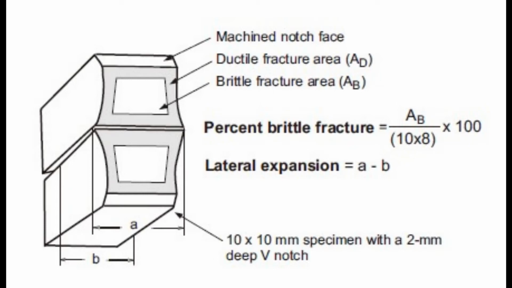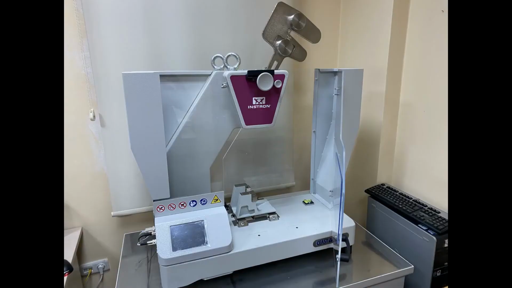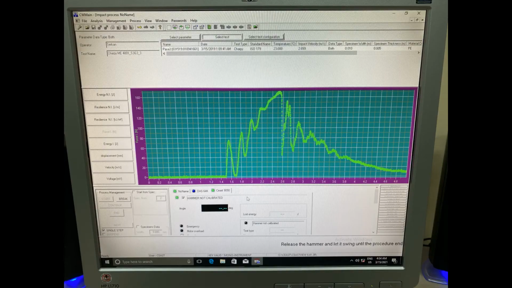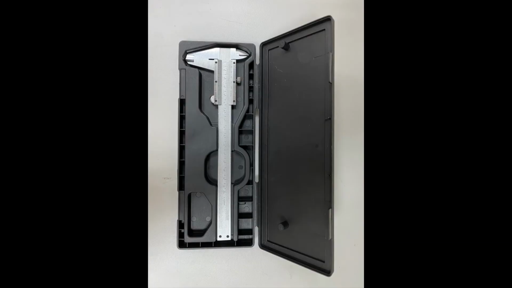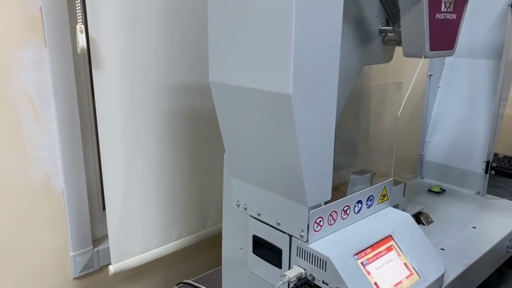as shown in the figure. We are going to use the following equipment to carry out this experiment. Standard Charpy V-notch test specimens. Impact tester. A computer. A caliper. Now, we are ready to carry out the experiment.